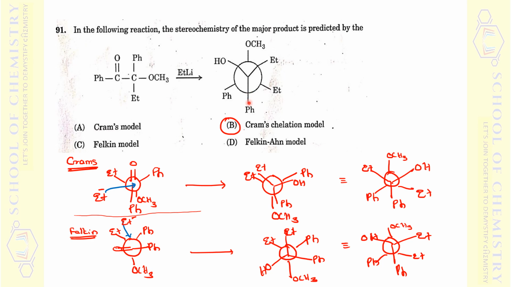So whatever they have given here on the rear carbon atom, the order we can just have a look at: Et, Ph, OCH3. If we move in clockwise direction, it is Et, Ph, OCH3. We can just retain that. So here this Et will be in eclipse with the new Et. And then on the rear carbon atom Ph, OCH3, that is followed. Et, Ph, OCH3, that is followed. So that has been kept as it is.